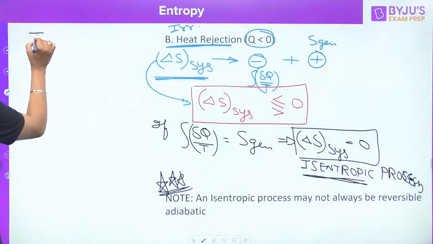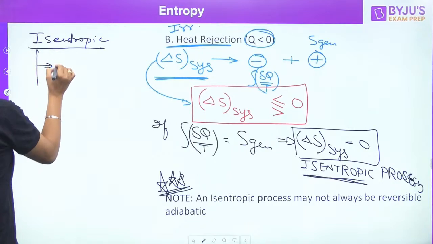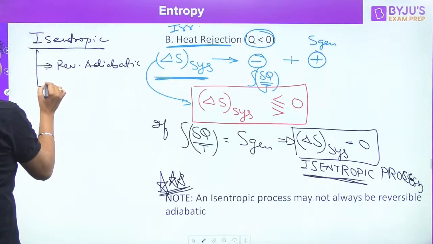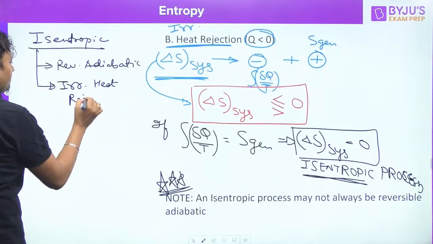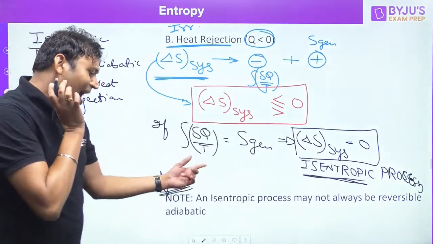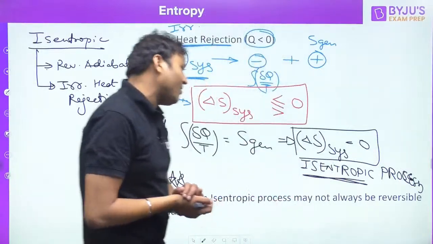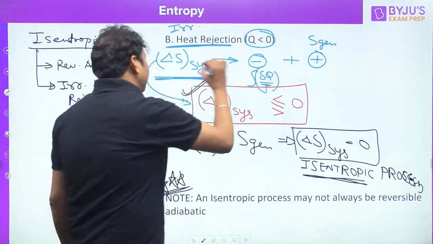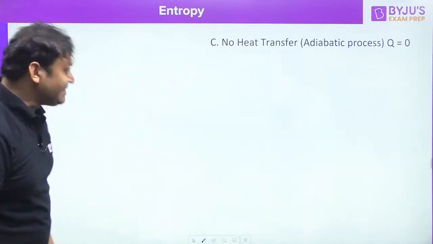So isentropic process can be achieved in two ways. One is reversible adiabatic, or it can be irreversible heat rejection. So that is why an isentropic process may not always be reversible adiabatic, but a reversible adiabatic is always isentropic. Is this clear to everyone? So entropy change for the system can be positive, can be negative, or even it can be zero.